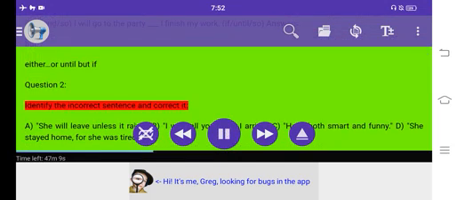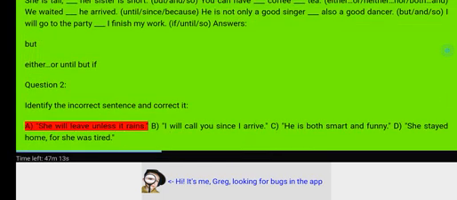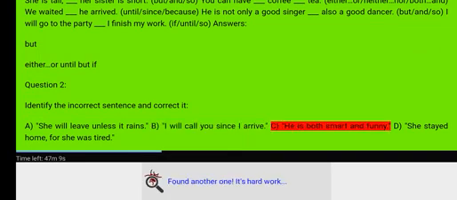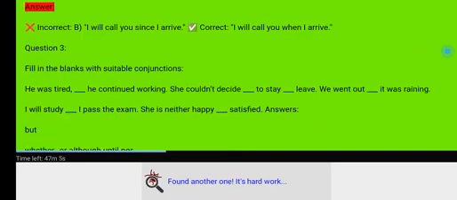Identify the incorrect sentence and correct it. A. She will leave unless it rains. B. I will call you since I arrive. C. He is both smart and funny. D. She stayed home, for she was tired. Answer. Incorrect: B. I will call you since I arrive. Correct: I will call you when I arrive.